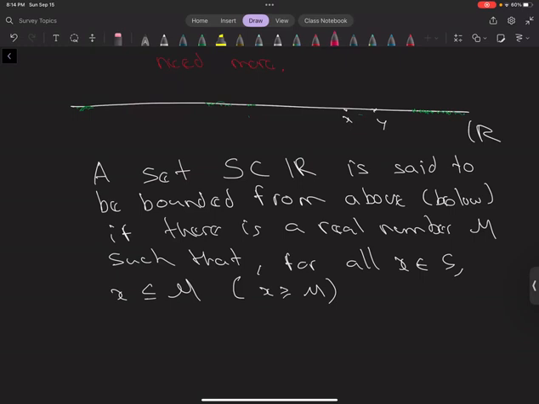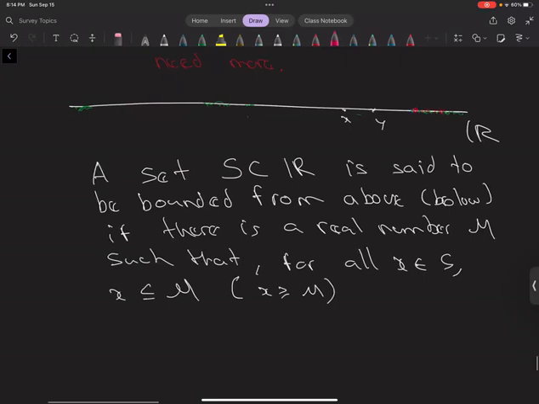So, for example, let's say my set is all these points. Let me write this in green. Let's say that the green is M2 on these sets over here. So all those points are bounded below by some M1. None of these points are below M1. And all these points are bounded above by M2.